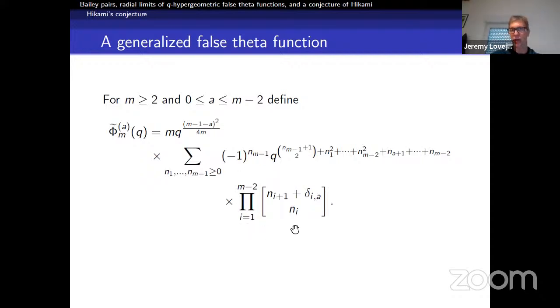And then there's just this weird, well, you might think it's weird, product of Q binomial coefficients with this delta function. So this is the usual delta function. This is 1 if i is equal to a and 0 otherwise. So all of these are just usual Q binomial coefficients, but in one case, except for a equals 0, you have n i plus 1 plus 1 choose n i. Okay, so when a equals 0, this recovers the previous function, which I say there.